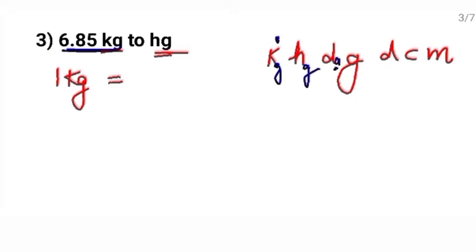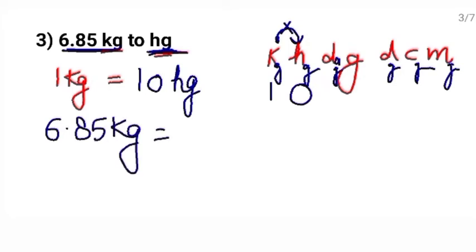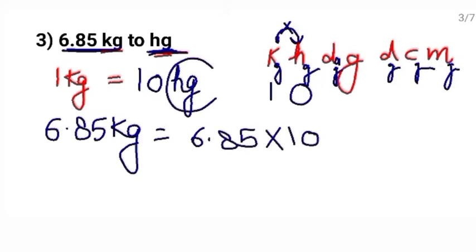Hectogram, DA, decagram, decigram, centigram, milligram. You want to convert into the hectogram here. Multiply because you are moving forward by 1 0. Clear? So 1 kilogram is equals to 10 hectogram. Now 6.85 kilogram is equals to, you are going to multiply. So 6.85 को multiply करेंगे किससे? by 10. And now your answer will be in hectogram.